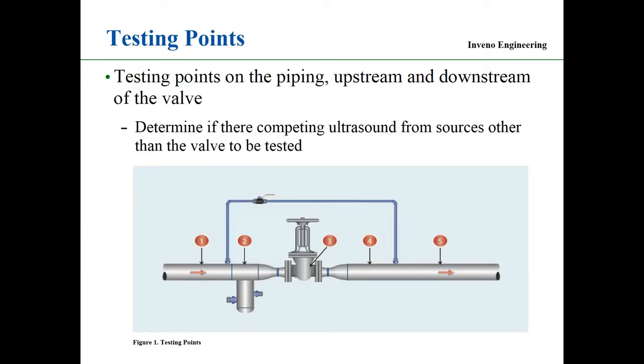The thing about it is the testing points on the piping, upstream and downstream of the valve. We have to take several testing points. As shown on this print, we have test points upstream, 1 and 2, at the valve, at the discharge side of the valve, which is the discharge passage of the valve, is test point 3, and test points 4 and 5. Why are we taking the test points? We're looking to see if we have competing ultrasound that could be throwing our reading off coming from upstream or downstream, and knock out that competing ultrasound.